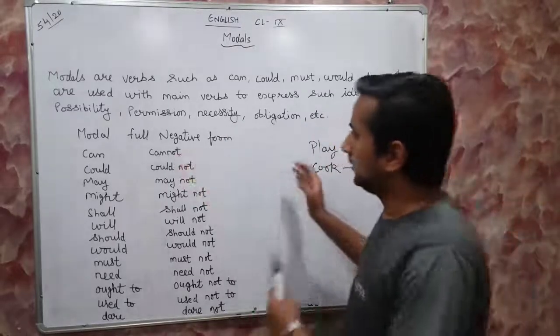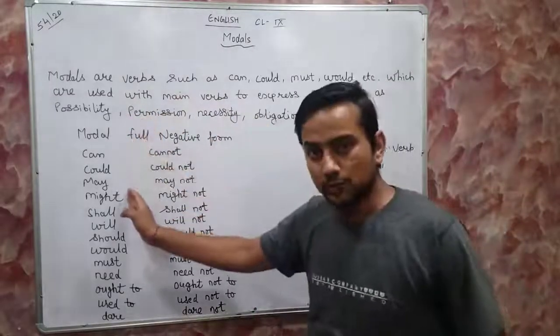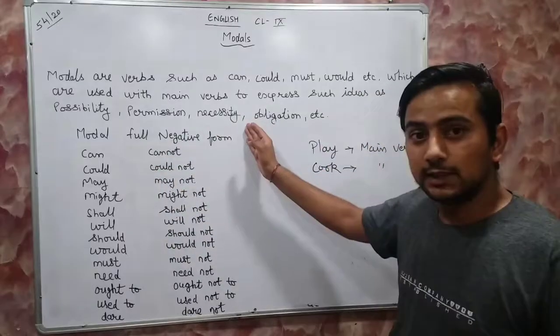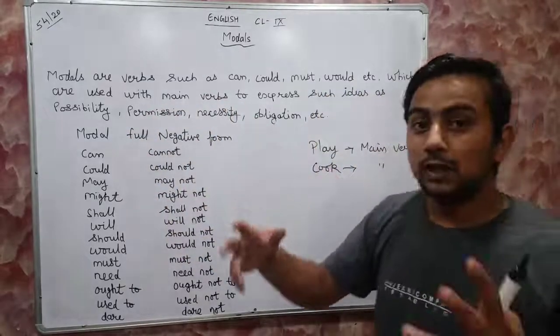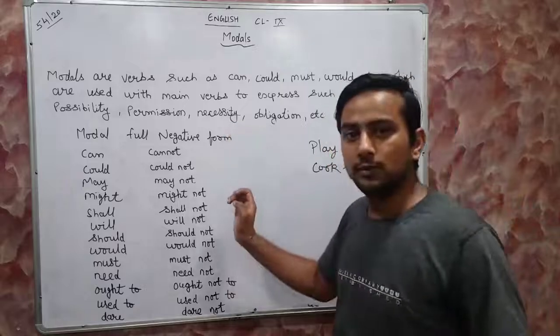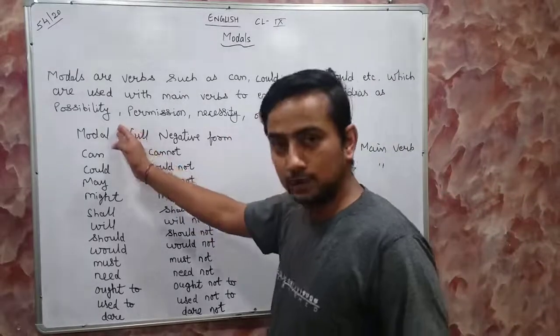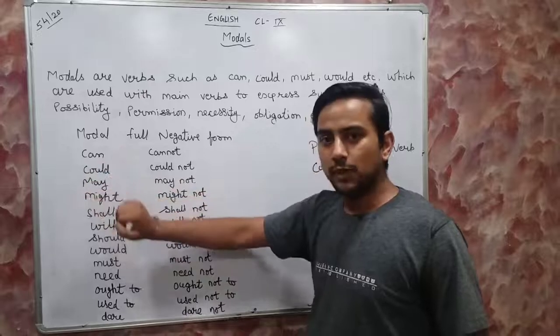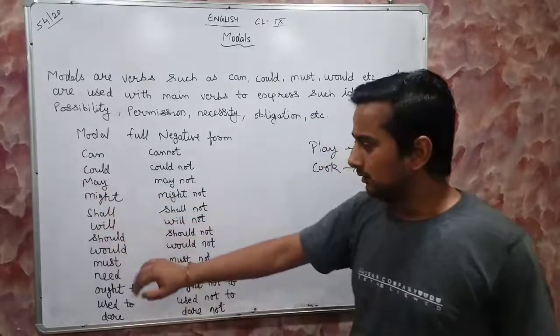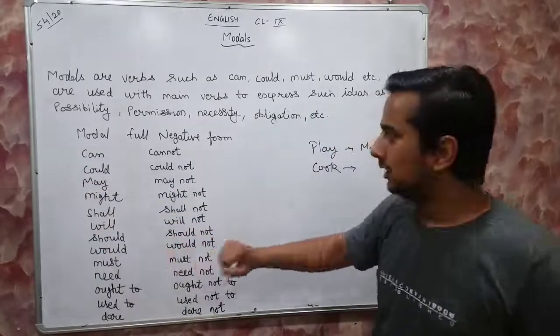So, for taking permission, you need modals. For expressing necessity, you need modals. For taking obligation from your elders, you need these verbs. So what are these verbs? These are known as modals. Modals are like can, could, may, will, shall, would, should.